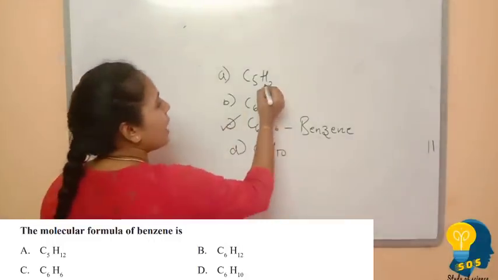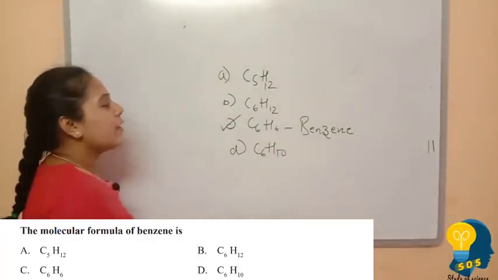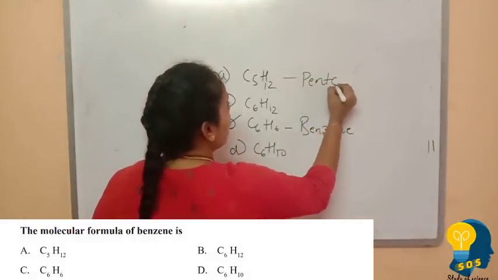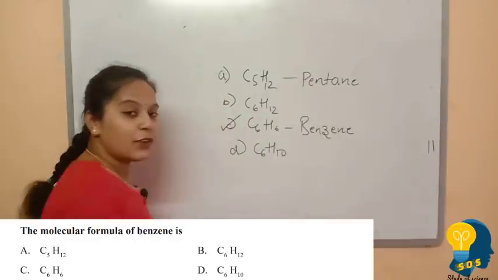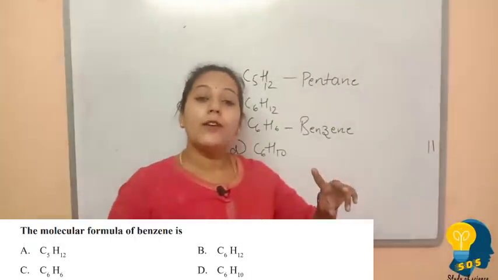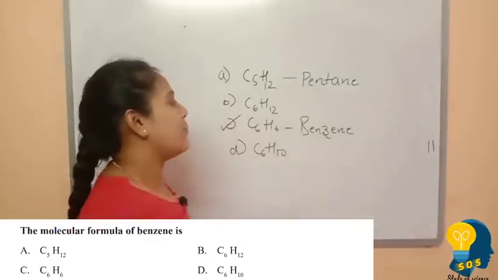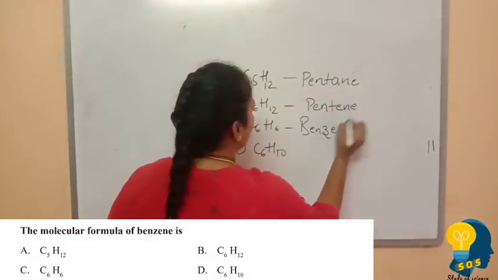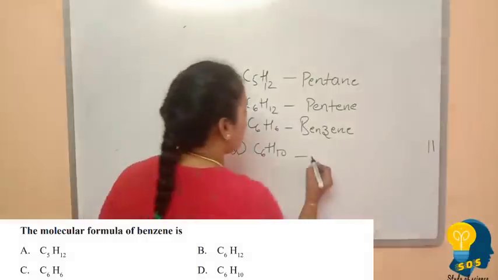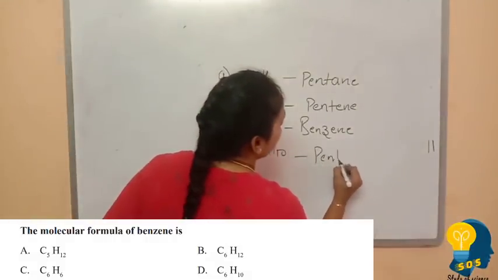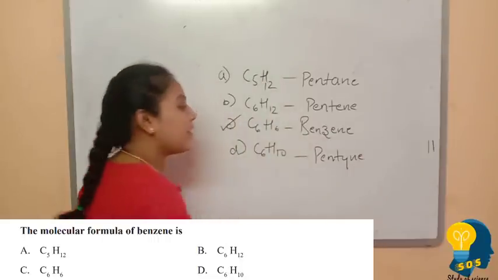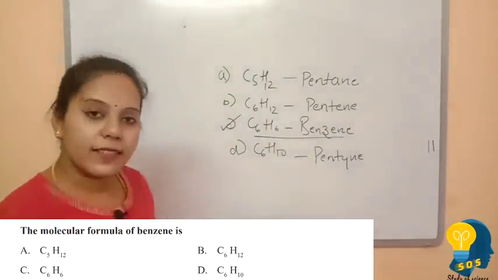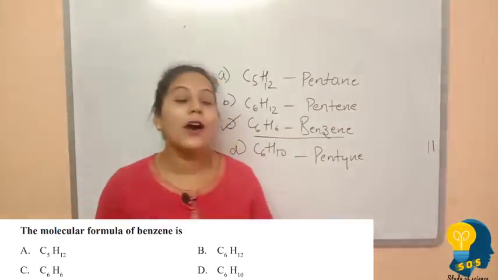C5H12, sorry, I had written it wrong. C5H12 is the answer for pentane. Pentane's formula is C5H12, because 5 carbons give 2n plus 2, that is 12. C6H12 is a pentene, and C6H10 is the formula of pentyne. So the correct answer here is option C, C6H6. It is the molecular formula for benzene.